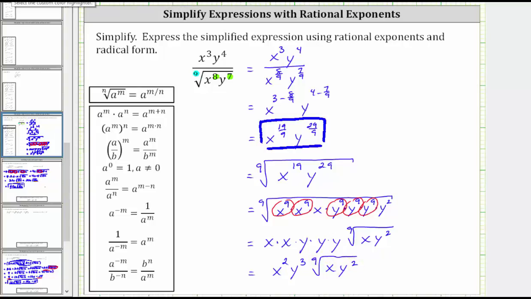This is the simplified expression in radical form. So these two expressions are equivalent. One is expressed using rational exponents, and one is expressed in radical form.